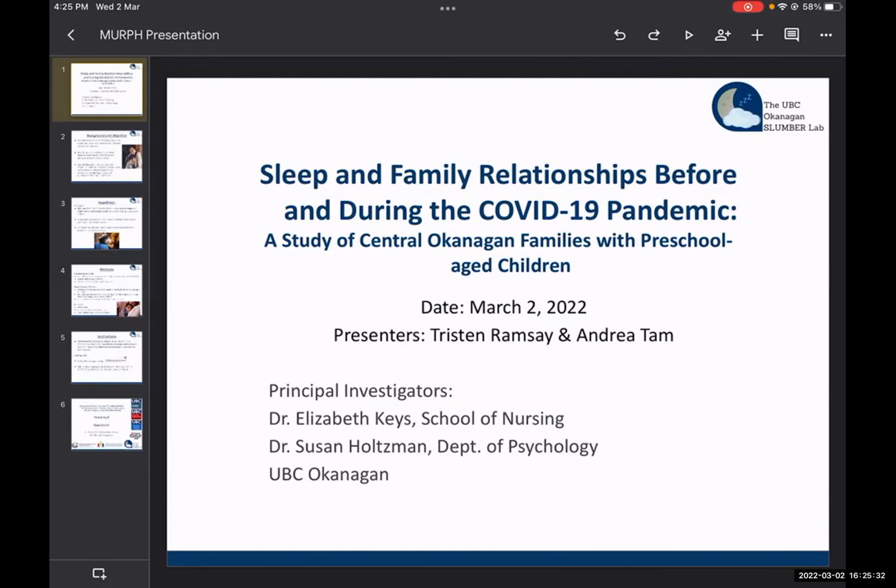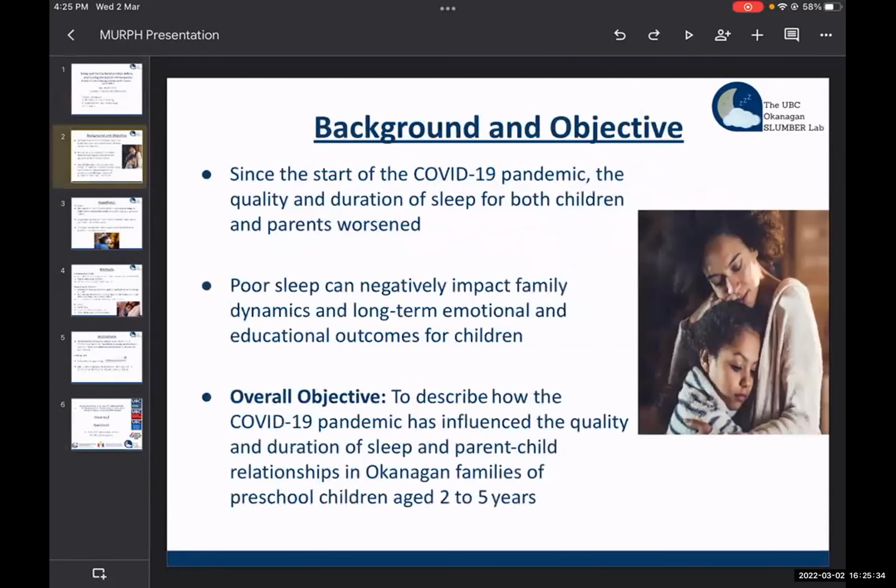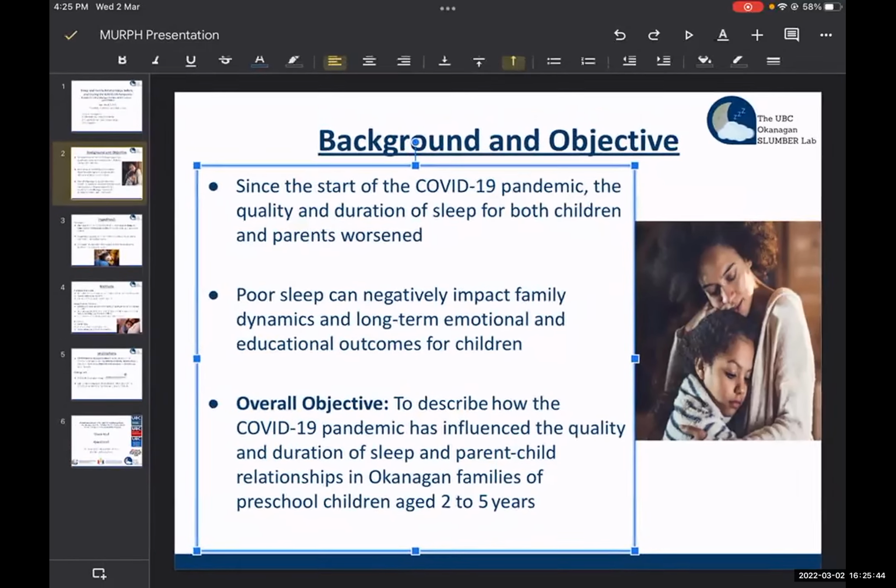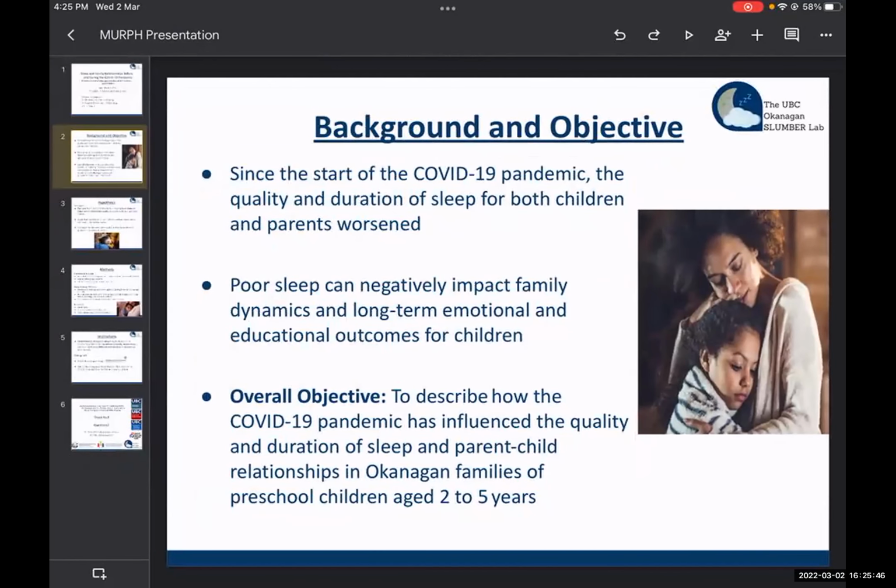Okay, so let's jump into your second slide and hear everyone's feedback on the background and objectives. What are everyone's thoughts on this first attention grabbing slide? The logo on the top right corner, you can tell it's something to do with sleep. I liked the background and how it was provided.